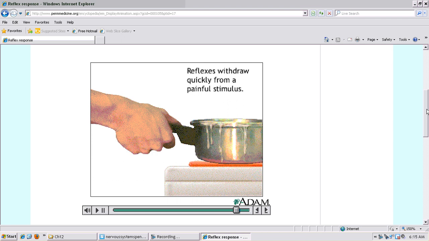There are many other reflexes that protect the body as well. If this man didn't have the reflexes to let him withdraw quickly from a painful stimulus, he would be at risk for serious injury.